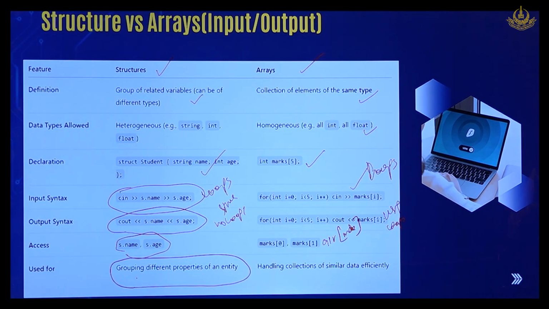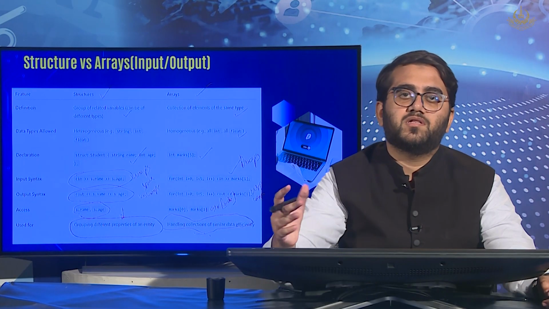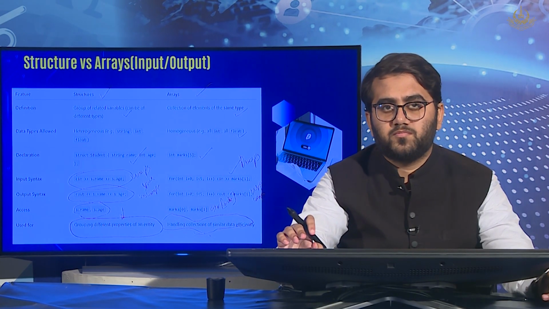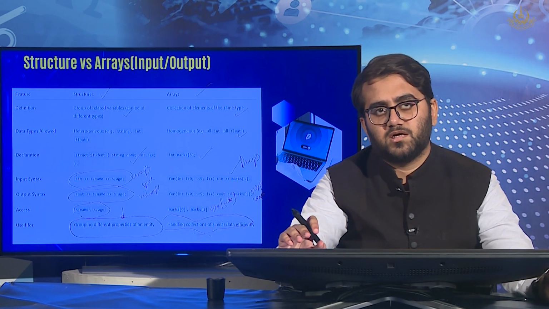So what is it basically used for? It is used for different properties of an entity, or different variables in one variable. It is used for handling similar types of data efficiently. For example, the ages of students, or determining the criteria on which the students are to be passed when you have their marks in one column.